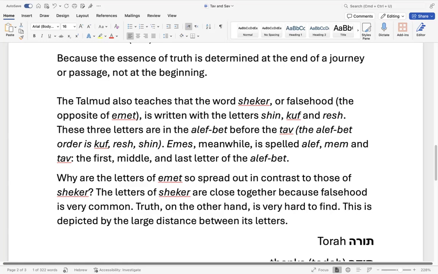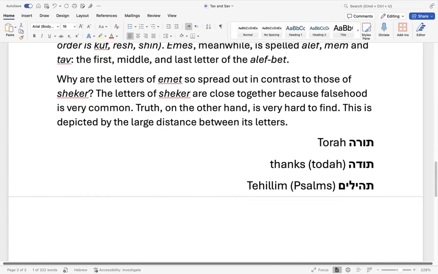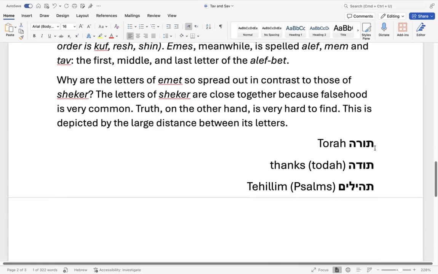That's that little teaching about emet. And here are a few very common words that start with a Taf: Torah, Todah, which you probably know means thank you, and Tehillim, which means Psalms. It also means rockets. Rockets is Tilim, very similar. And so often when there are rockets, we say Tehillim. Okay, so there's the letter Taf.